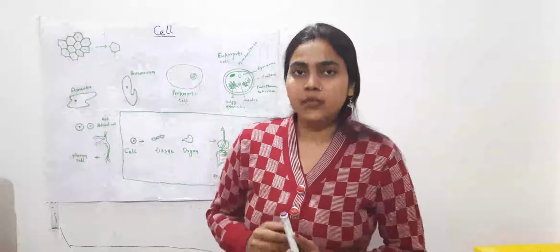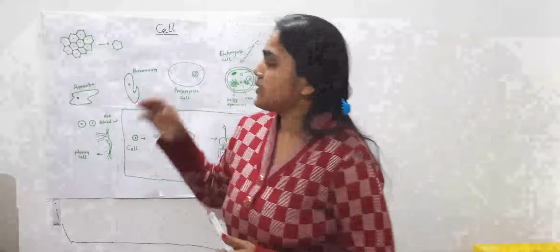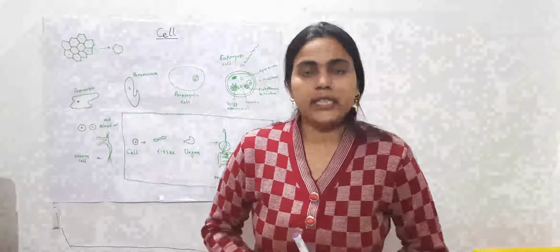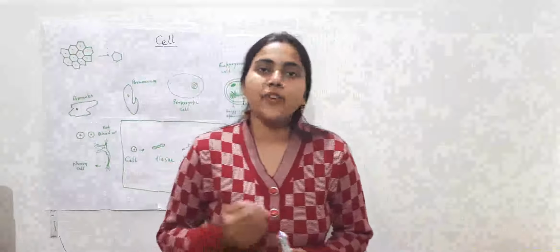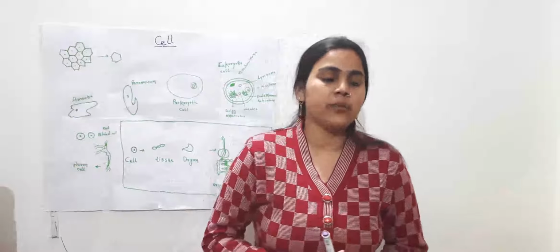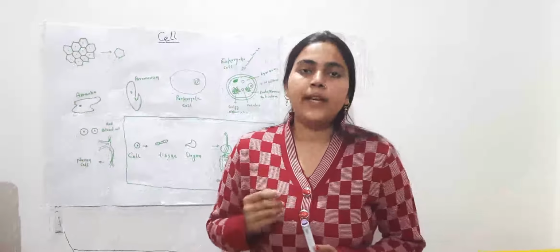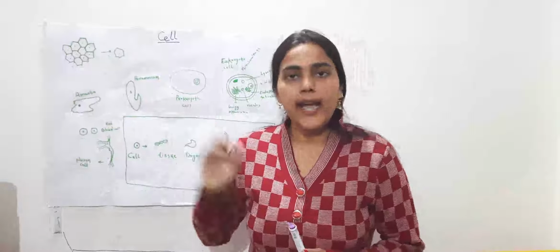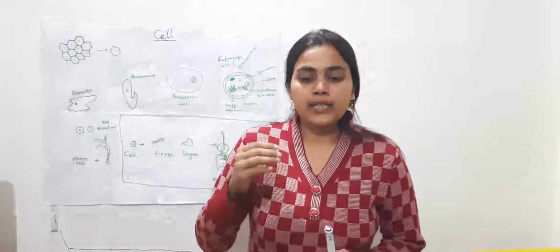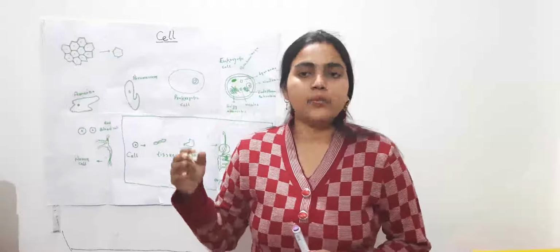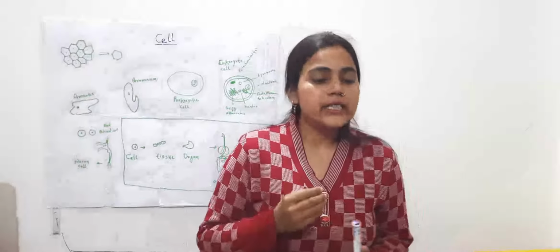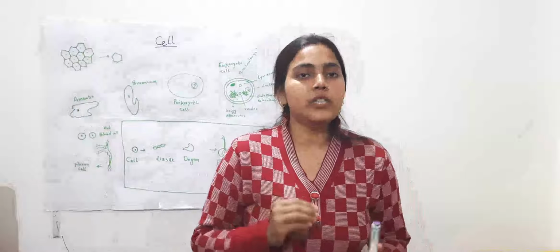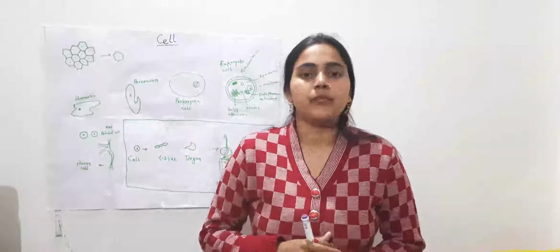Let's start. This unit is called the cell. The cell is considered the smallest structural and functional unit of any organism. We can compare a cell to an atom. Like an atom is the smallest unit of any substance, similarly, the cell is the smallest unit of a living being.